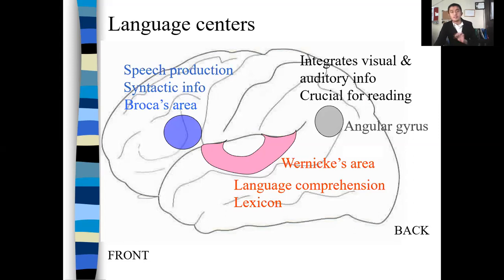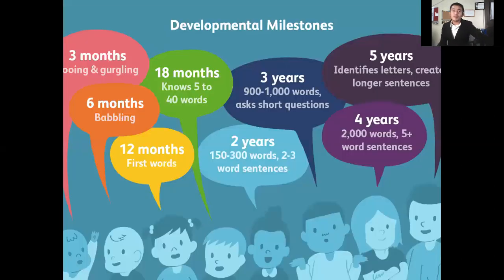Again, Broca's area is more of the speech production and syntactic information. The angular gyrus is crucial for reading and integrates visual and auditory information. And Wernicke's area handles language comprehension and lexicon. This is the center of language development. Now, talking about the developmental milestones in language.